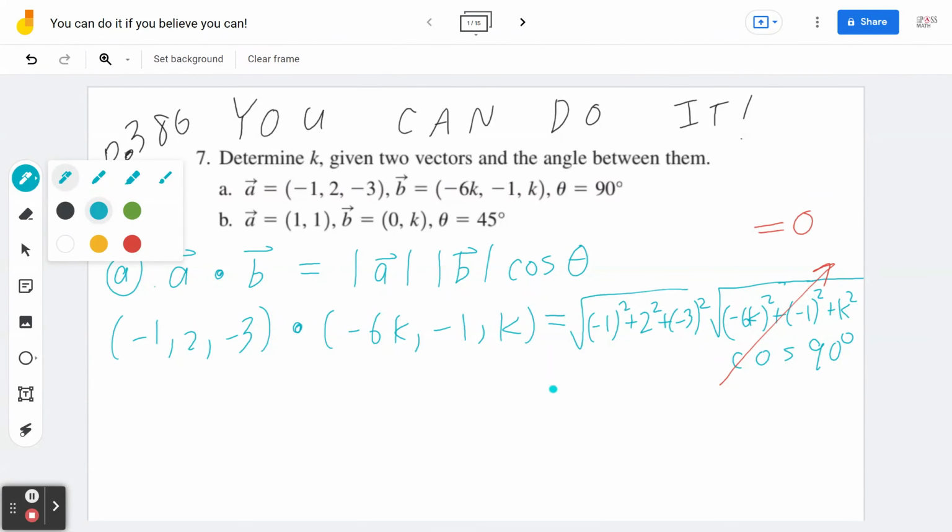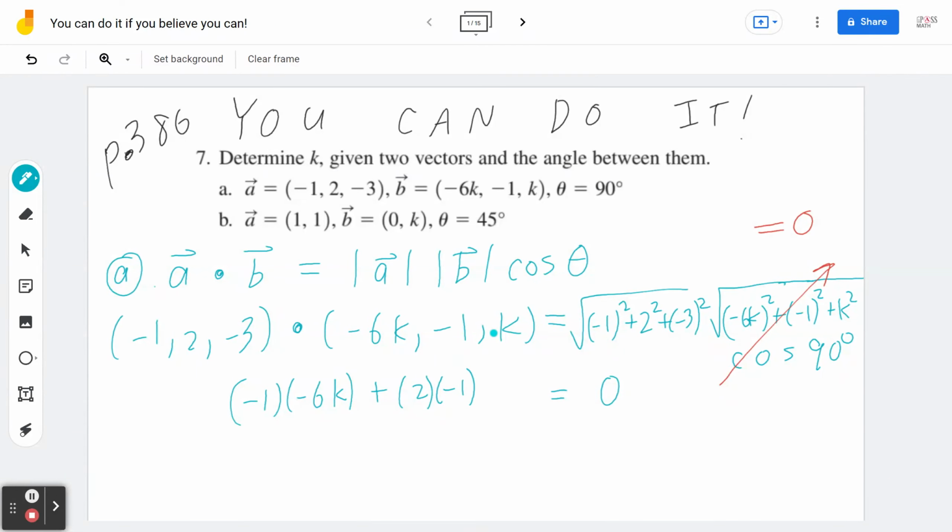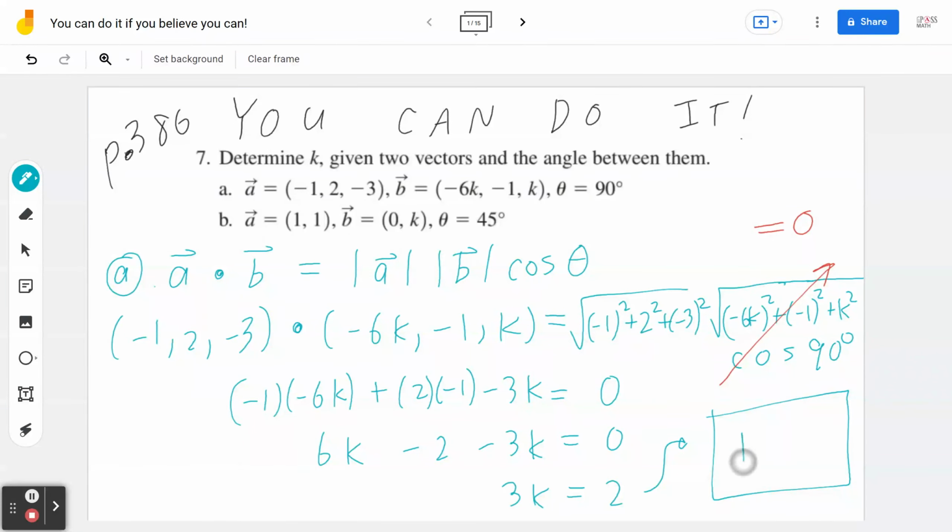So this means the right-hand side equals 0. And if you expand the left side, -1 times -6k plus 2 times -1 minus 3k, because you're adding -3 times k, equals 0. So this implies 6k minus 2 minus 3k equals 0. 3k equals 2. You bring -2 to the right, that's 2, which means the final answer for part A is k equals 2/3. So that's how you do part A.